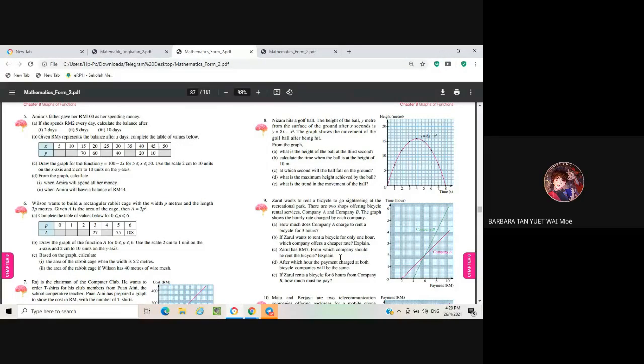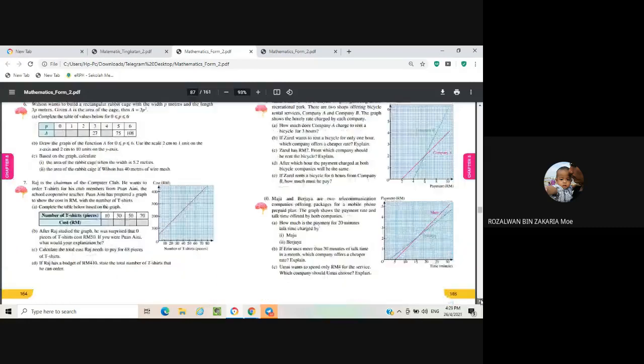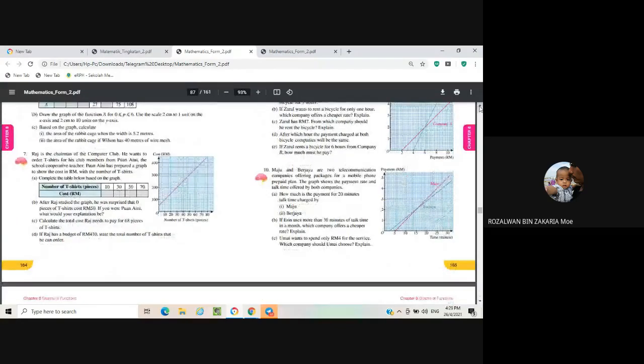Teacher, question 8, right? Yeah, question 8 from this one, Generating Excellent, page 165.